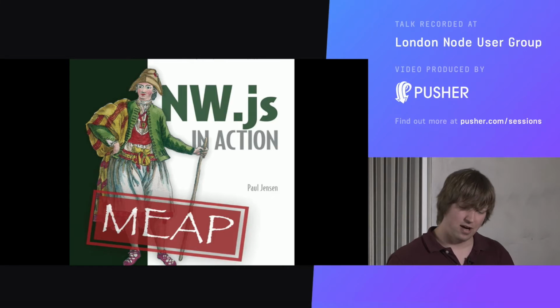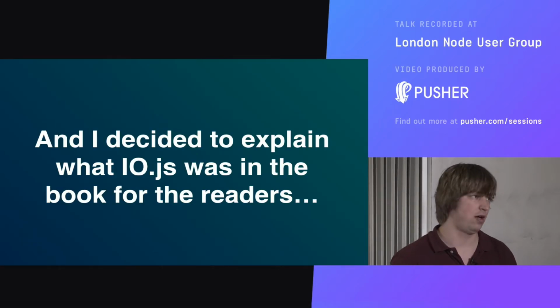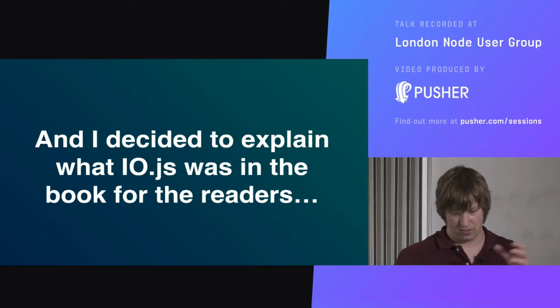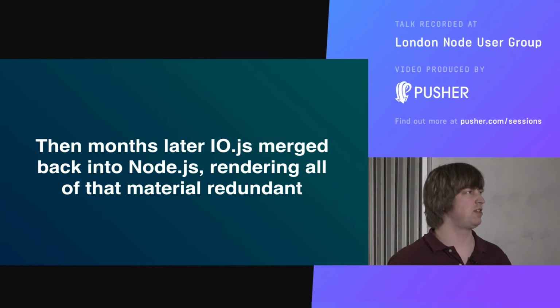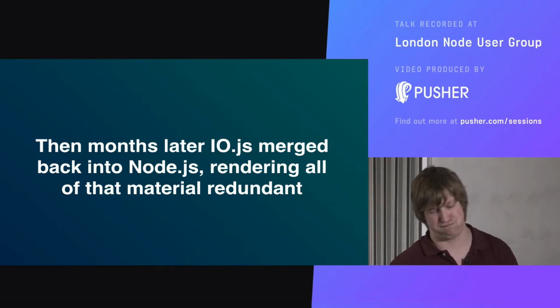And then I decided, okay, I've got to explain what IO.js is, because people are going to be writing about Node, they're going to be writing IO.js, which one's which, what's this? I wrote some material and put it into the chapters, and then months later, IO.js merged back into Node.js, and all that material was like, okay, let's just go.